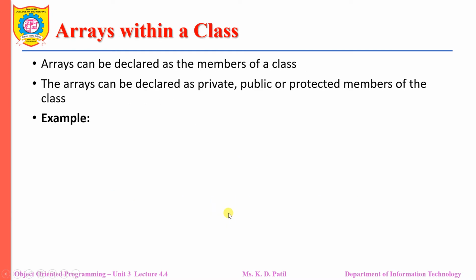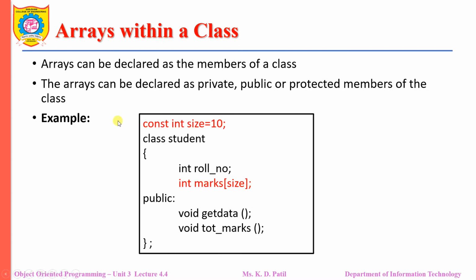Now let us see arrays within a class. Arrays can be declared as members of a class. The arrays can be declared as private, public or protected members of a class. Let me give you an example. Here I have a class student. The members of the class are roll number, marks of size 10, void get data and total marks.